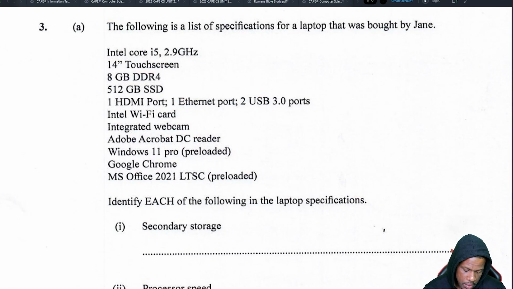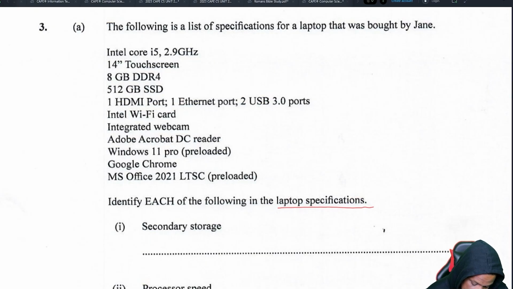Okay. Number 3A. The following is a list of specifications for a laptop that was bought by Jane. Thank you very much, Jane, for buying a laptop. Intel Core i5, and so on. All these specifications are listed. Identify each of the following in the laptop specifications.